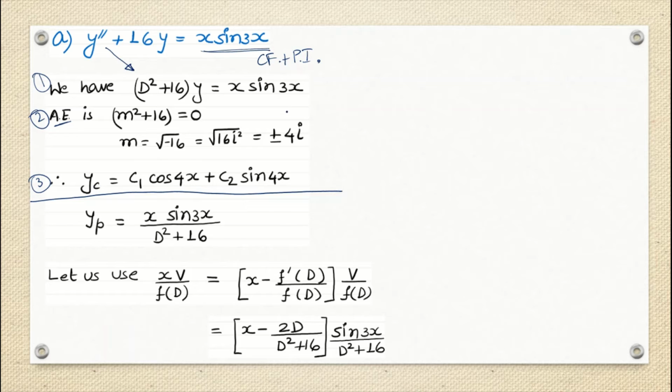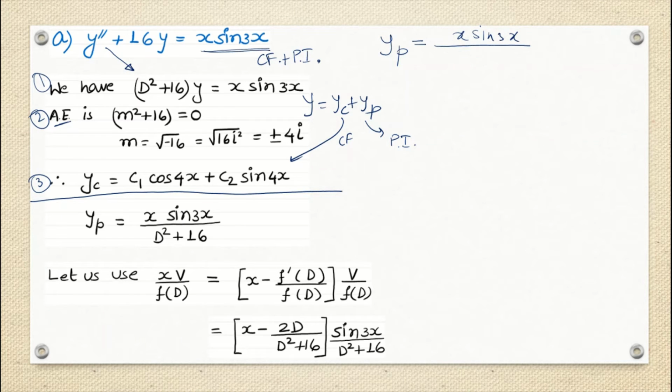And the complete solution is YC plus YP, and YC is only my CF and YP is PI. So these things we know, right? Now, after that, we are going to find what is my YP. So YP is nothing but writing down whatever is present on my right hand side and then dividing it by whatever is present on my left hand side, in the form of the differential operator. Okay, so this is my YP.